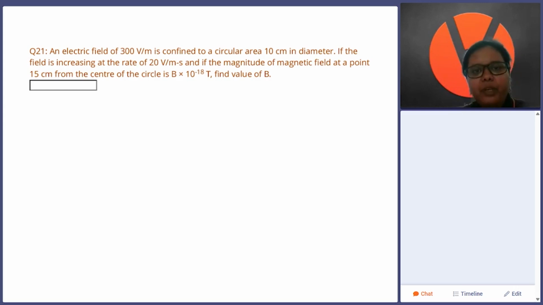An electric field of 300 volt per meter is confined to a circular area 10 centimeter in diameter. They mention 10 centimeter in diameter, so what we need to calculate here is the radius, half of that. And the electric field value is also mentioned. If the field is increasing at the rate of 20 volt per meter second, and if the magnitude of the magnetic field at a point 15 centimeter from the center of the circle is B into 10 power minus 18 Tesla, find the value of B they are asking.